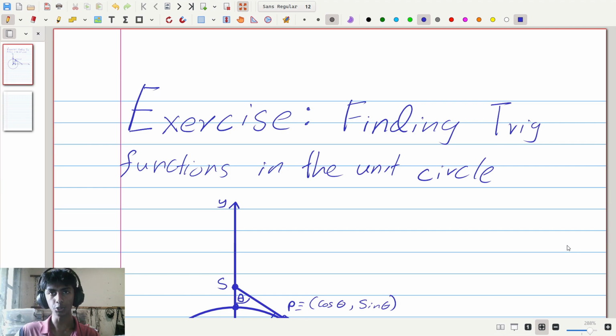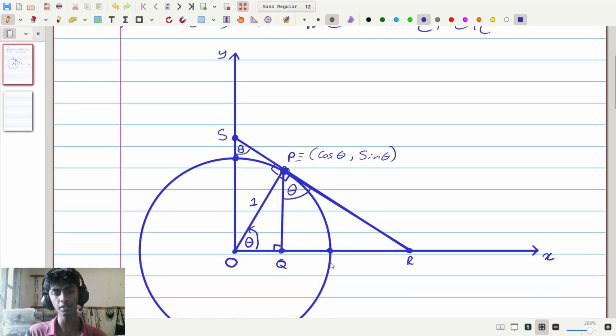Hello and welcome to this short video where we'll be finding the 6 trig functions: sine, cosine, tangent, secant, cosecant and cotangent within this unit circle which I have constructed here. I've already done all the drawing and constructing required to find all of these 6 functions, and I will now explain to you what I've done.